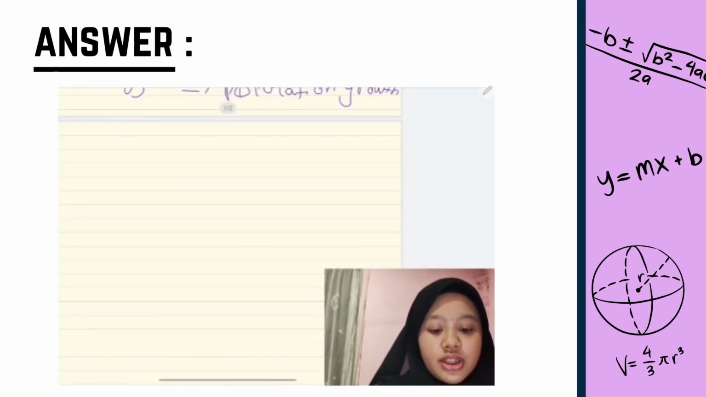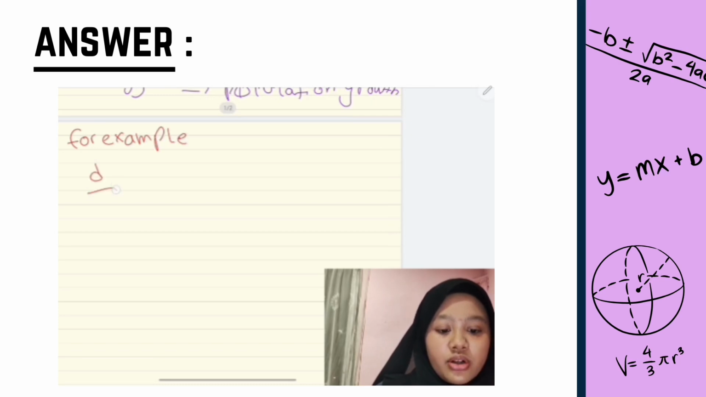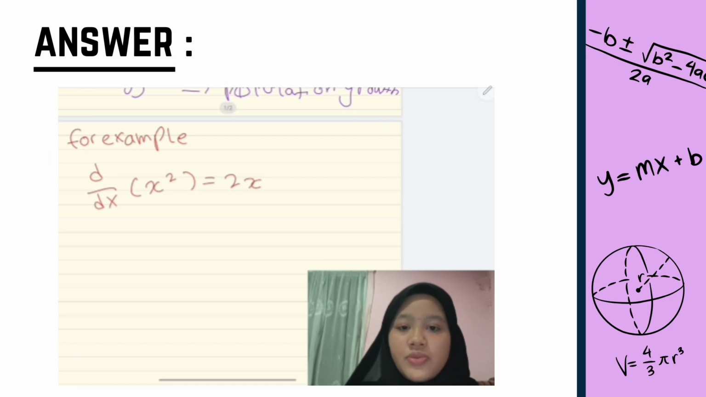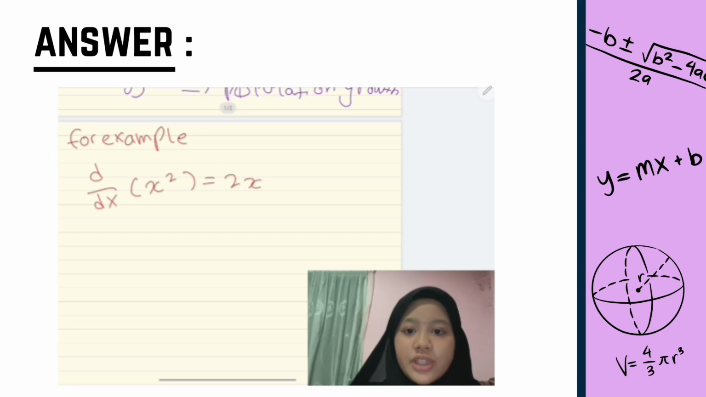For example, d over dx of x squared equals 2x. This equation shows an example of differentiation using the power rule. The symbol d over dx means differentiate with respect to x. The function inside the bracket is x squared. Using the power rule, we bring down the power, which is 2, to the front, and subtract 1 from the exponent. So x squared becomes 2x. This means the derivative, or rate of change, of x squared is equal to 2x.